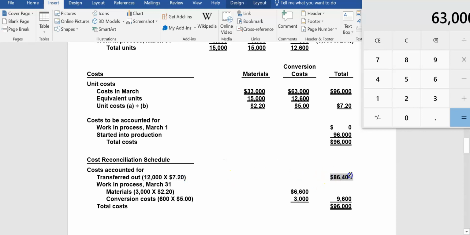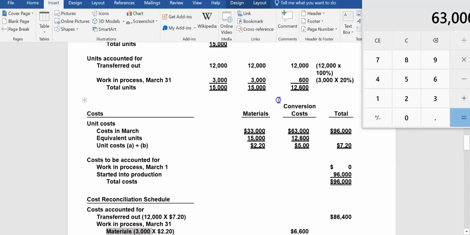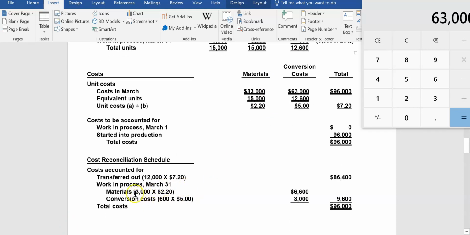We need to transfer 86,400 out of work in process and into the next work in process account or into finished goods. Then for the material or the work that was in process, the 3,000 equivalent units with respect to materials, we need to assign $2.20, which is our material equivalent unit cost.